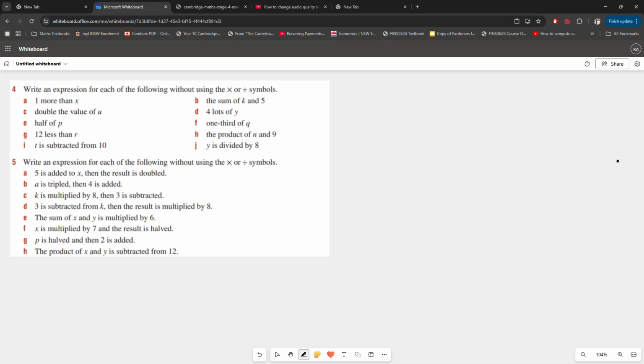Okay, so for this first one, 4a, we've got 1 more than x. If you look at "more than", that means it's plus. More than can be interpreted as plus. So if you thought of what's 1 more than 10? It's 11, right? If you suppose that the 10 was the x, 1 more than that would be 11.